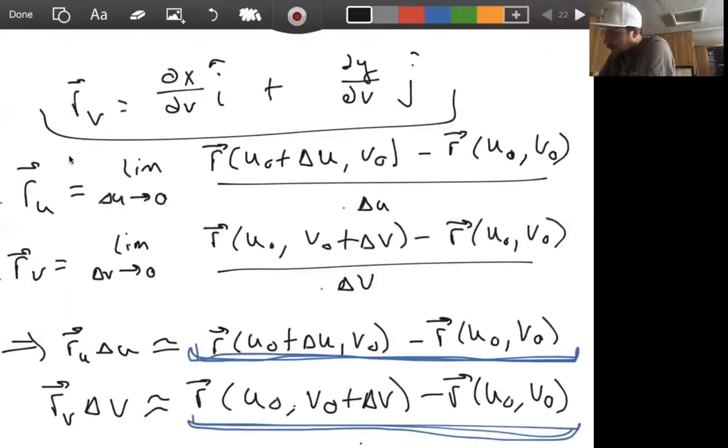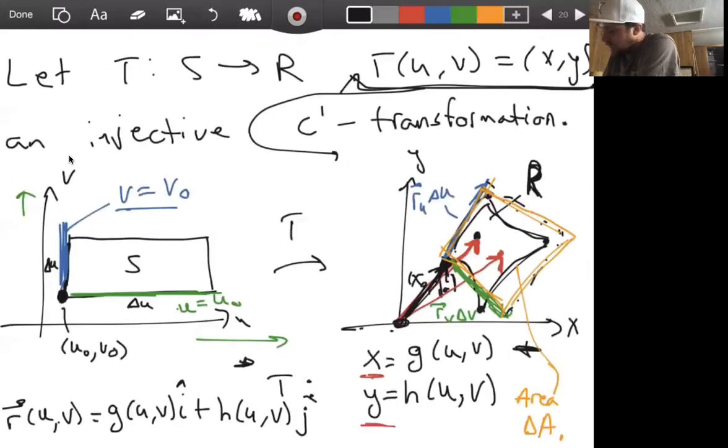And so here I've been misleading with what I'm saying delta A is, right? Delta A is going to be the area of the region itself, of this tiny region R here, right?